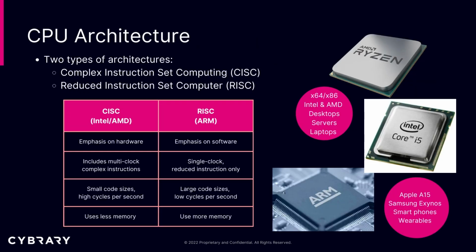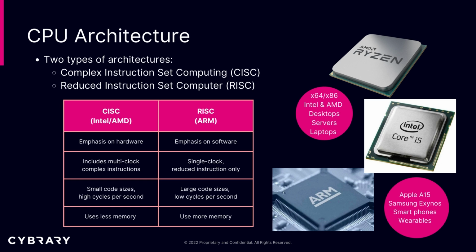Security CPU architecture. There are different types of CPU architecture, and we're going to talk about two types here. That is the complex instruction set computing, or CISC, or the reduced instruction set computer, which is RISC. Now, these two CPU architectures are very important. Of course, a CPU's main job is to compute data, and the way the CPU performs this function depends on the type of architecture it has.